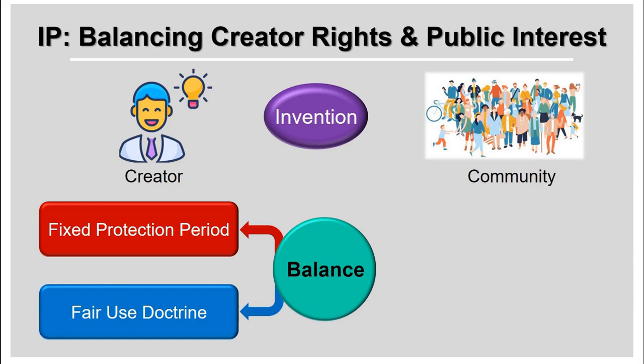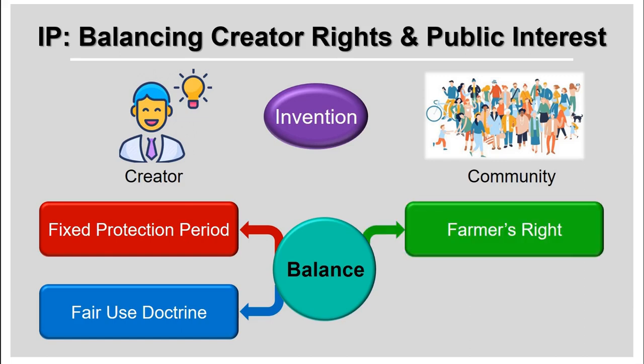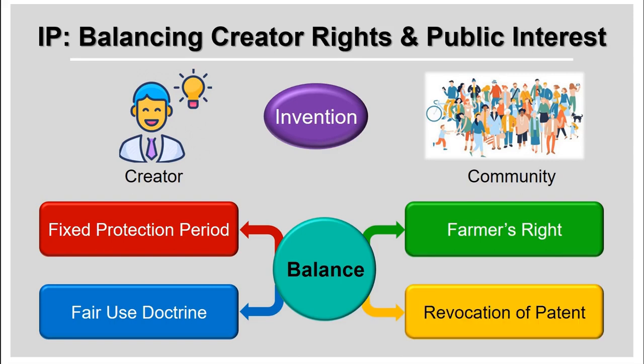Then the fair use doctrine, which means that copyrighted material can be used for education and research purposes. Then farmers' rights in case of protection of plant varieties. Farmers' rights entitle them to many privileges such as rights on seeds and protection from infringement. And another one is revocation of patent. A patent can be revoked by the government during an emergency or a natural calamity. So therefore, intellectual property is keeping the perfect balance between creator rights and public interest.